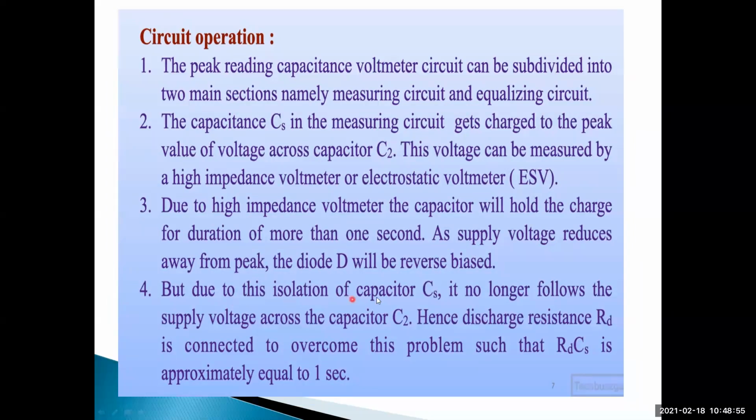But due to this isolation of capacitor CS, it no longer follows the supply voltage across the capacitor C2, and hence the discharge resistor RD is connected to overcome this problem, such that RD times CS is approximately equal to 1 second. Here it is more than 1 second, that can be reduced to 1 second.